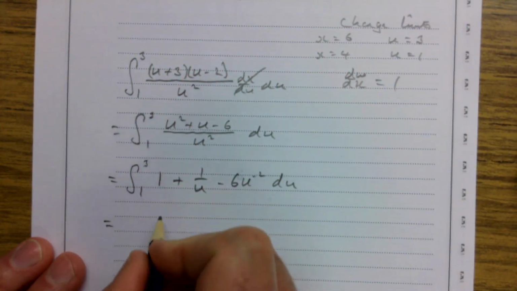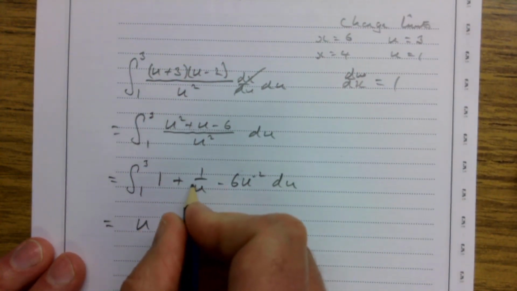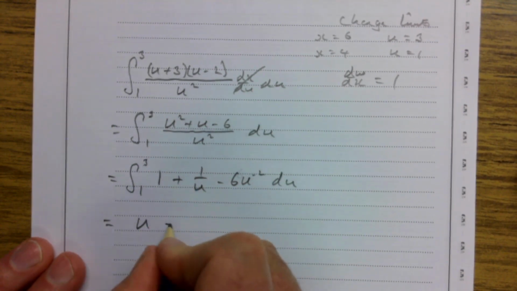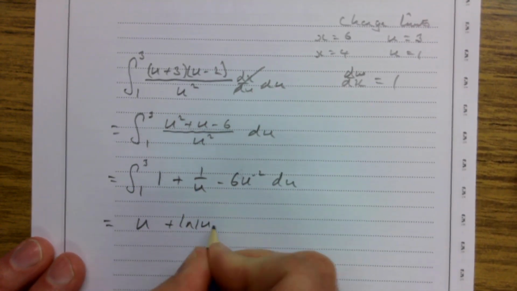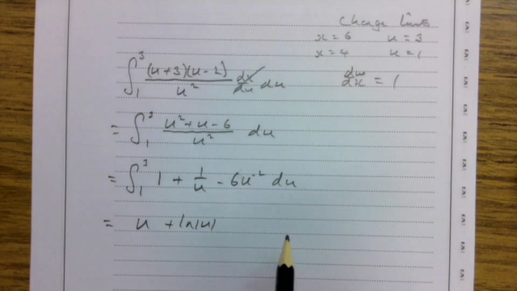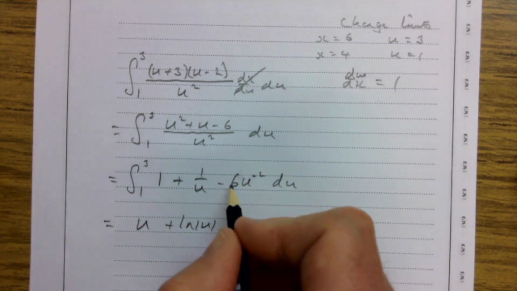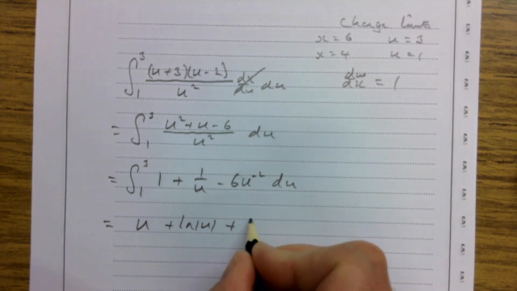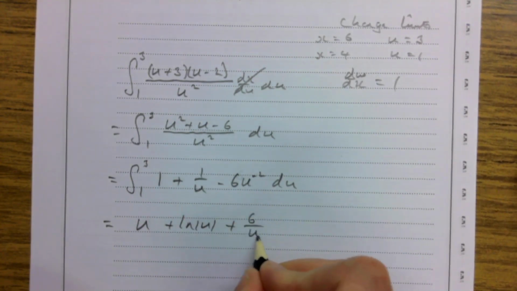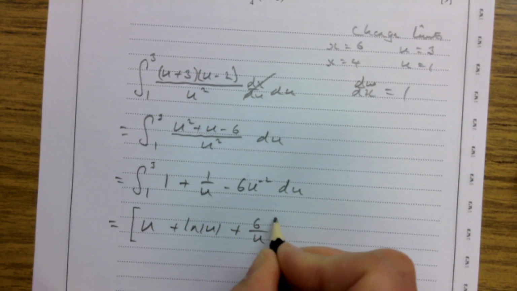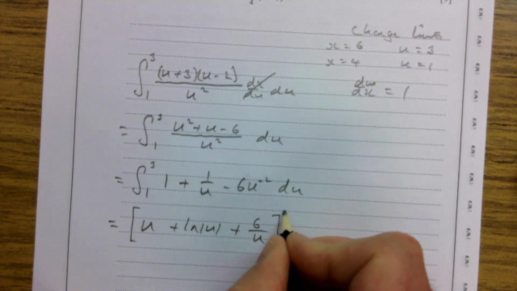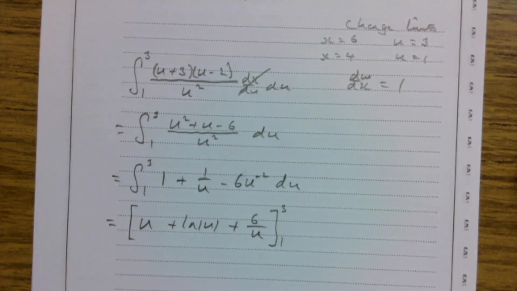So if I integrate this, I get u. I integrate this, I get ln u. I integrate this, so let me think about this. I add 1 to the power to turn into a minus 1, divide by the new power, plus 6, and then it's u to the minus 1, so it's going to be 6 over u. And that's all between 3 and 1.